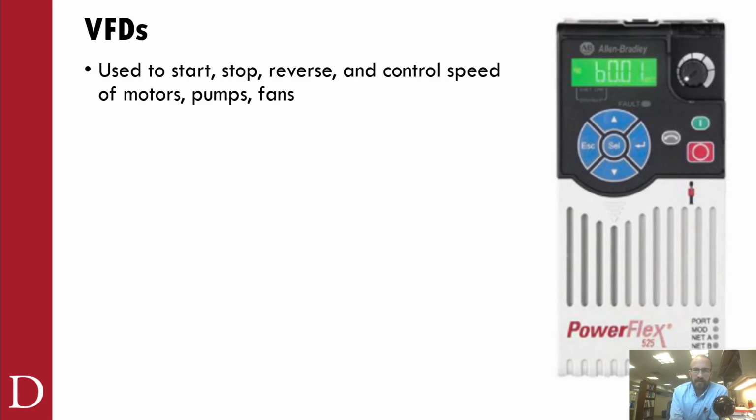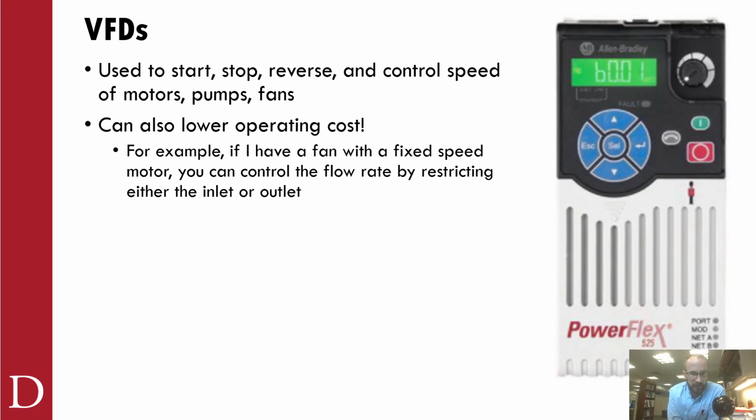So you can see here there's a few different buttons. There's a start button here. There's a stop button. There's some programming keypad. There's a potentiometer on it as well. So we can use these to start, stop, reverse direction, control speeds for anything on an AC motor like a pump, fan, etc. This can also help save some operating costs, right? We can reduce our energy usage using a VFD.